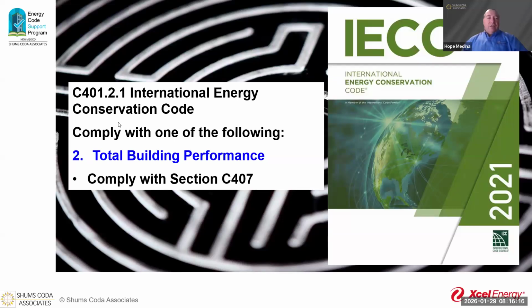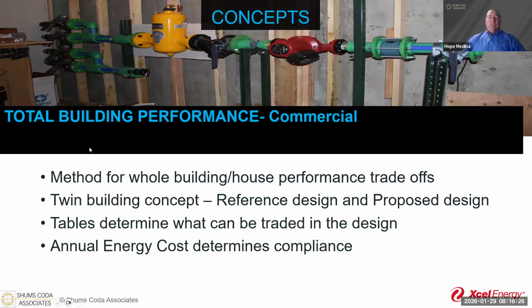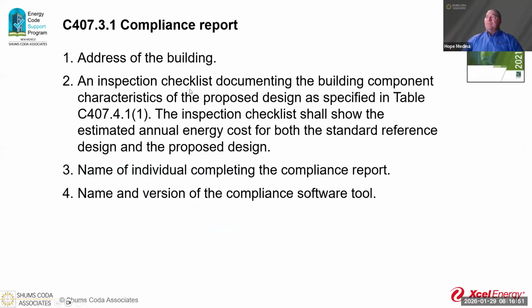All right. With that, we're going to jump into the total building performance, and we have to comply with Section 407 out of the 21 IECC. This is again the twin building method. We have our reference model, and then we have our proposed design. We want to make sure that our proposed design complies with C407 for the trade-off values and what can be traded. At the end of the day, the annual energy cost determines the compliance, and we can use that either as the total building or the cost per square foot.